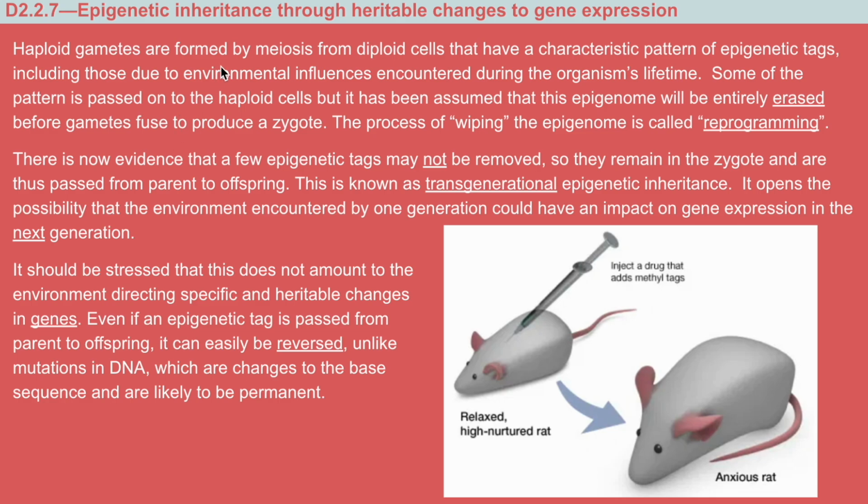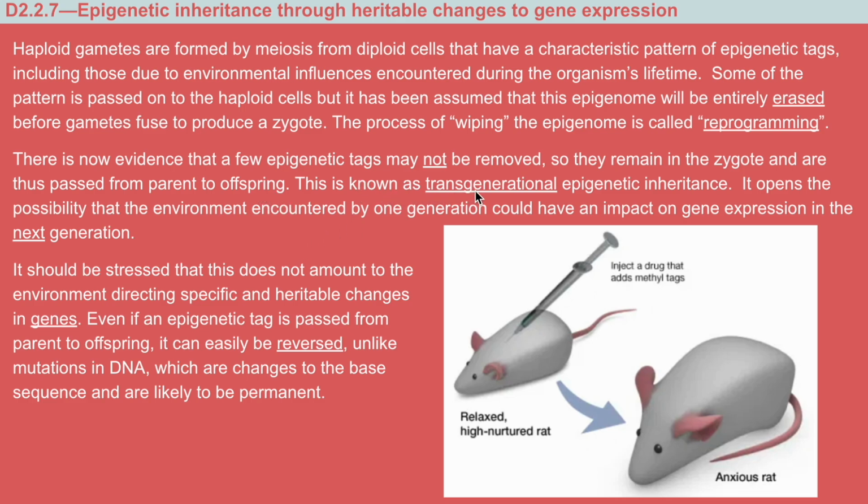In meiosis, where we form haploid gametes, okay, they have a characteristic pattern of epigenetic tags. Some of the pattern is passed on to the haploid cells, okay, but it has been assumed that the epigenome will be entirely erased, okay, before gametes fuse to produce a zygote. Okay, the process of wiping the epigenome is called reprogramming. However, there is now evidence that a few epigenetic tags may not be removed. They would remain in the zygote and thus are passed from parent to offspring, which means that there can be environmental influences that then get passed on.